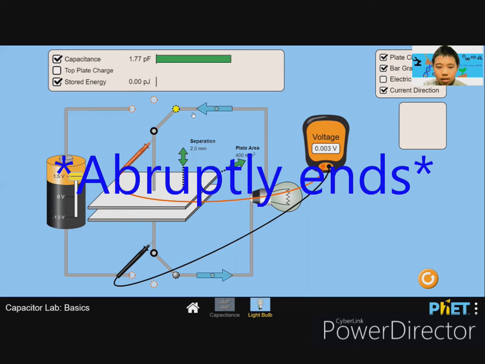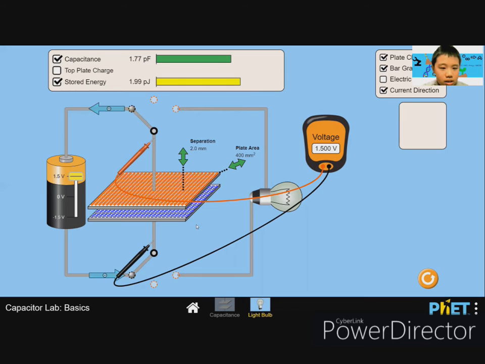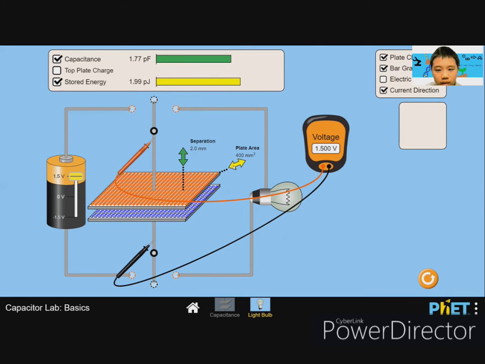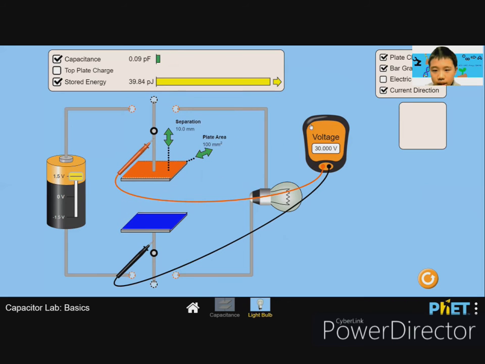Okay, so now that this has almost zero stored energy, let's investigate other things. So one thing that I tried was turning this capacitor up and then changing the separation or the plate area. And when I did this, I noticed that the voltage got a lot more, contrary to my belief that the voltage would drop. And also the stored energy, look at how much it is. It's 39.84 picojoules, it's off the chart already.